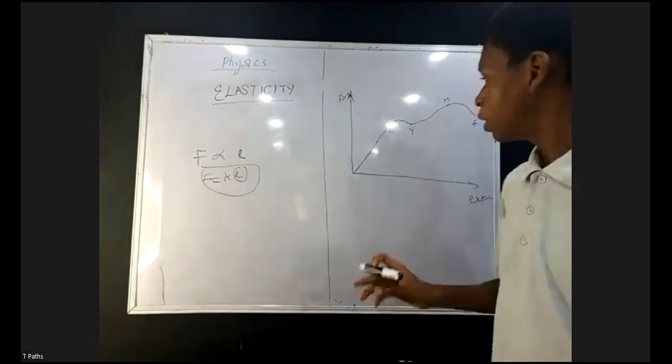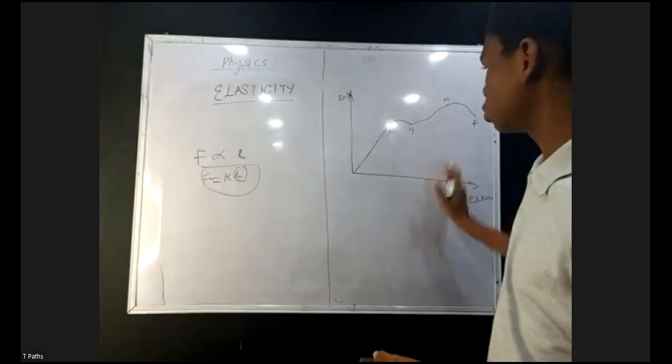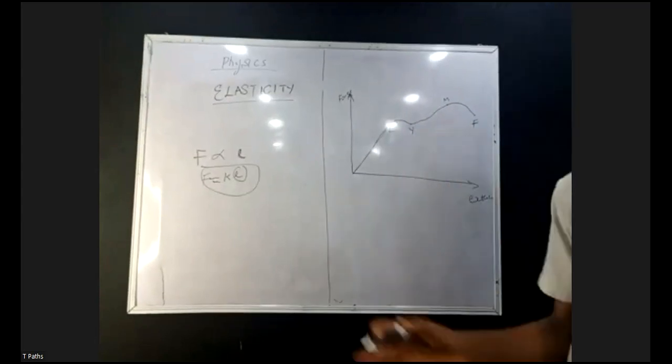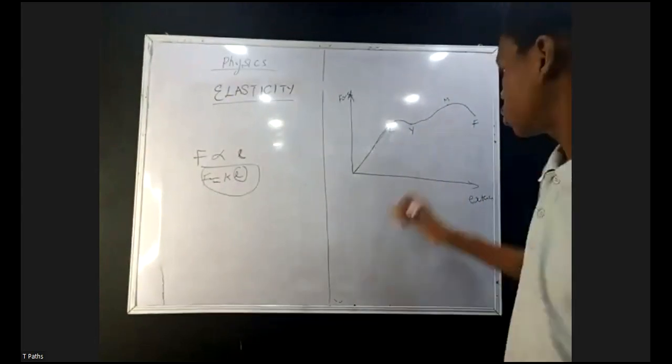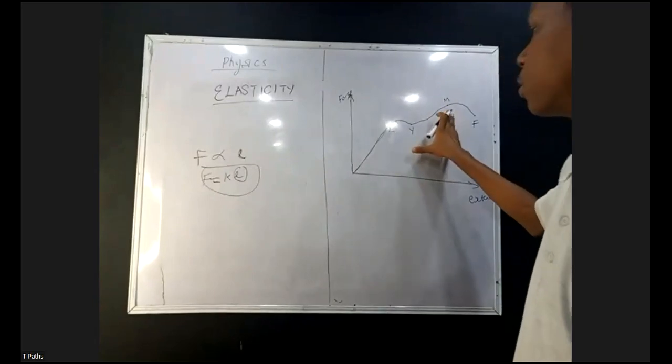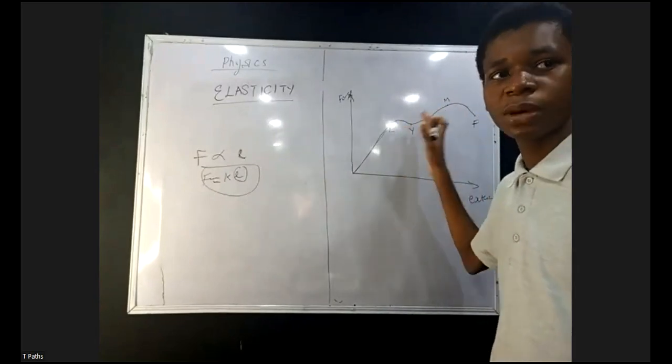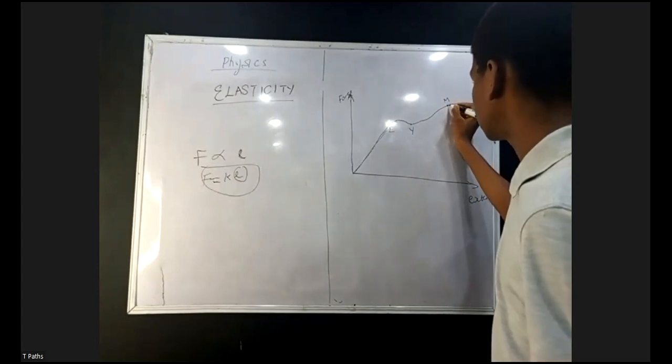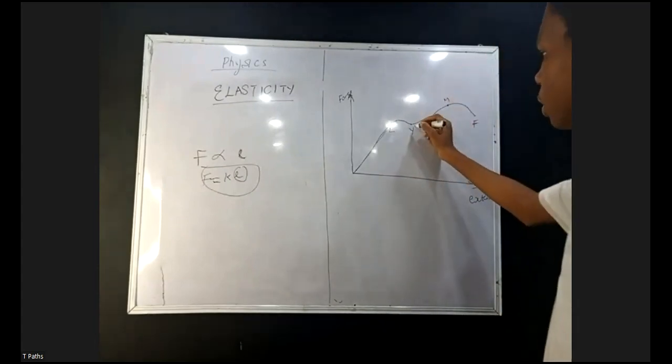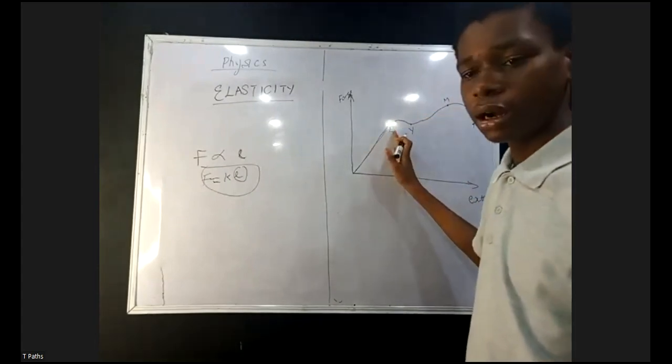So now moving to maximum load. Maximum load is simply the highest load that the material can support. It's the maximum force that this particular material can support. This maximum load is represented with M here. So I'm just showing you the diagram. Here is the elastic limit.